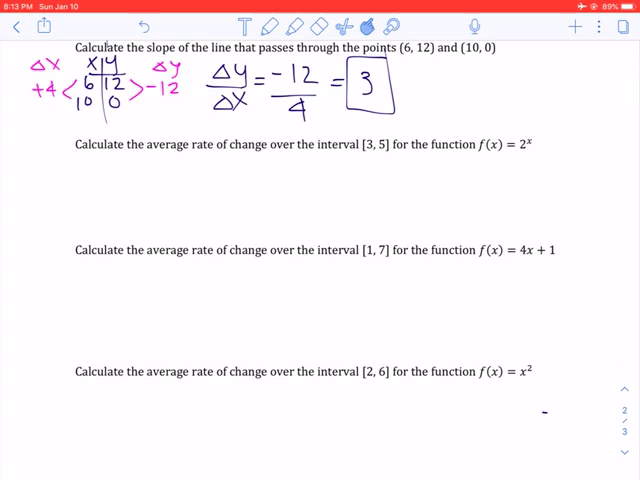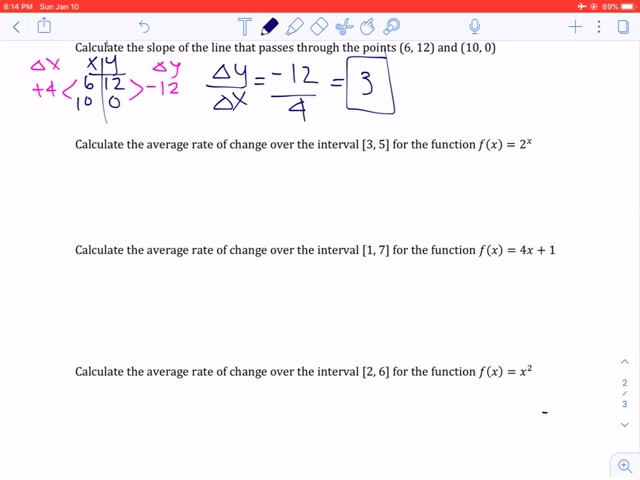And instead of me giving you 2 points, we now have a function. Calculate the average rate of change over the interval 3 to 5 for the function f of x equals 2 to the x power. So now we have this nice exponential function. We're going to be changing how many times we multiply 2 together.